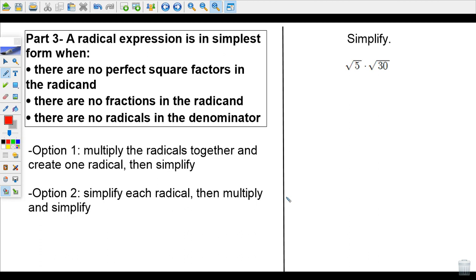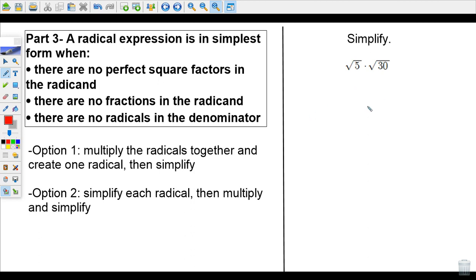Now let's kind of throw everything together a little bit. So now we're looking to simplify, and we're looking for all 3 conditions to be met. No perfect square factors in the radicand, no fractions in the radicand, no radicals in the denominator. You have a couple options here. If it's radical 5 times radical 30, we could multiply those things together, get one radical, and then work on simplifying that radical using everything we've learned so far. Or you could simplify each radical and then multiply them together after you simplify, and simplify even more if you need to. I tend to prefer option 1.